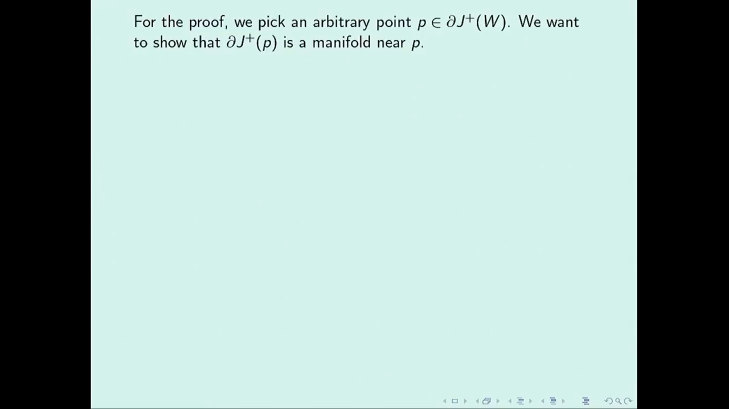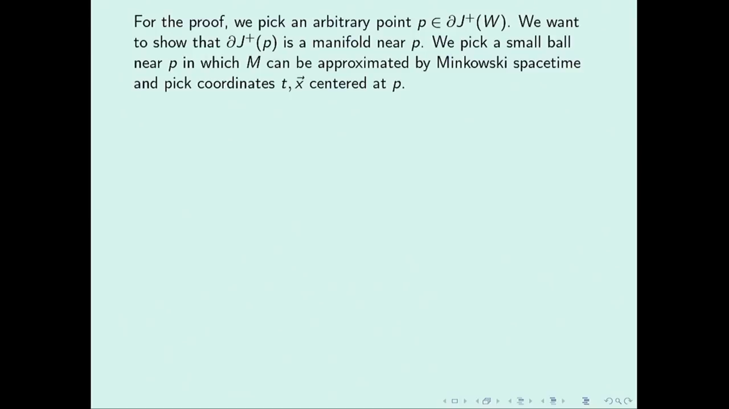So, for the proof, pick an arbitrary point P in the boundary of the future. We want to show that the thing is a manifold near P. So you pick a small ball near P in which M can be approximated by Minkowski spacetime, and then you pick coordinates T and X centered at P.